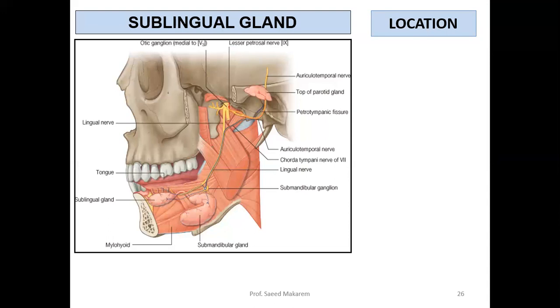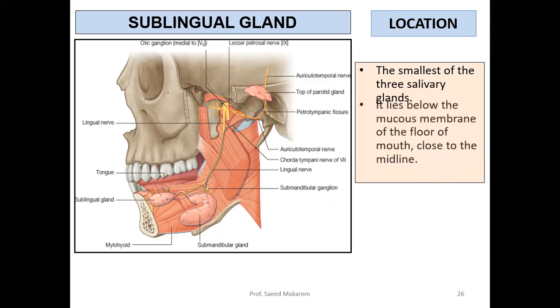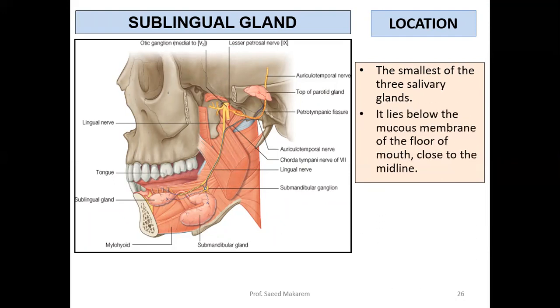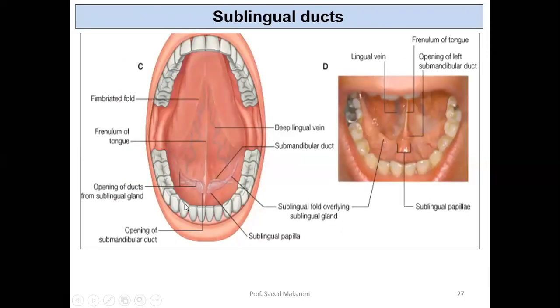Now coming to the last gland, the sublingual gland. As the name indicates, it is just below the tongue, so that's why it is called sublingual. This is the smallest of the three salivary glands. It lies below the mucous membrane on the floor of the mouth, close to the midline. So it lies close to the midline, in the floor of the mouth. Here you can see the submandibular and sublingual glands.